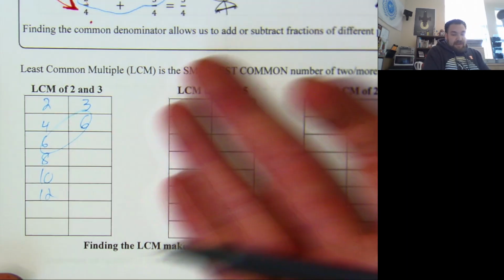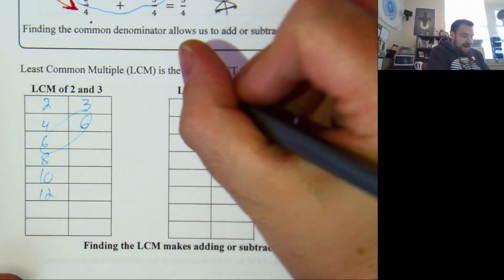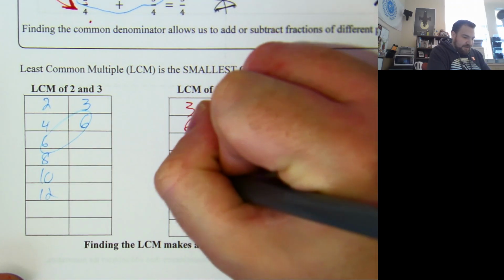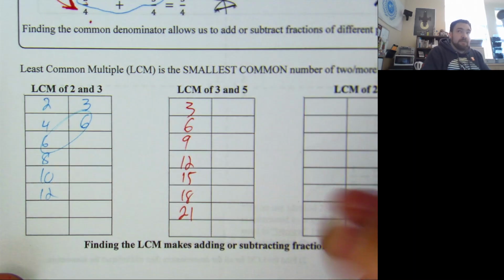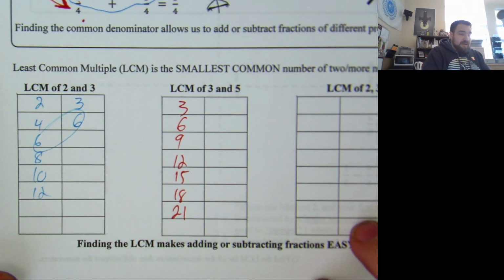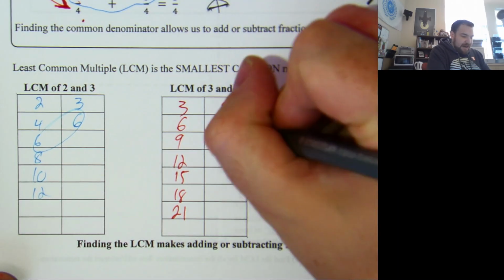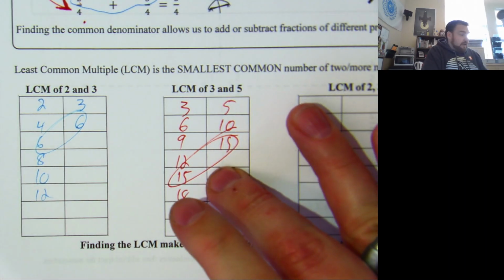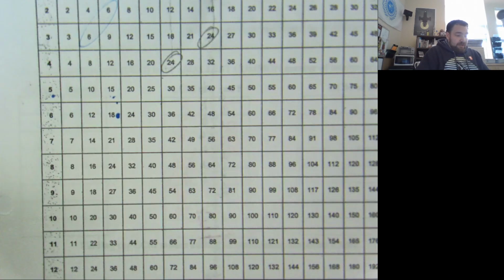We can do the same thing with any set. 3 and 5. Well, 3 goes 3, 6, 9, 12, 15, 18, 21. 5 goes 5, 10, 15. There they are. Again, or we could look at the table.